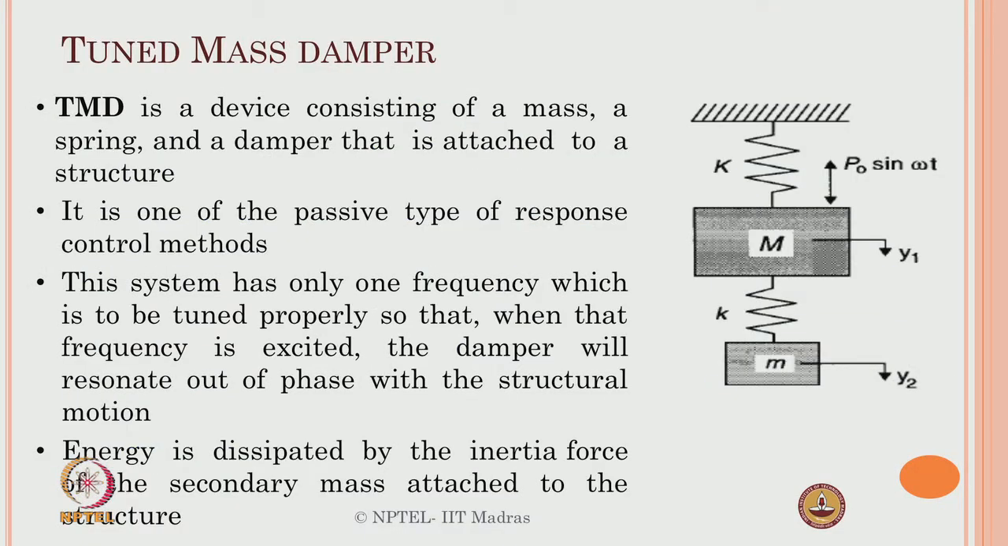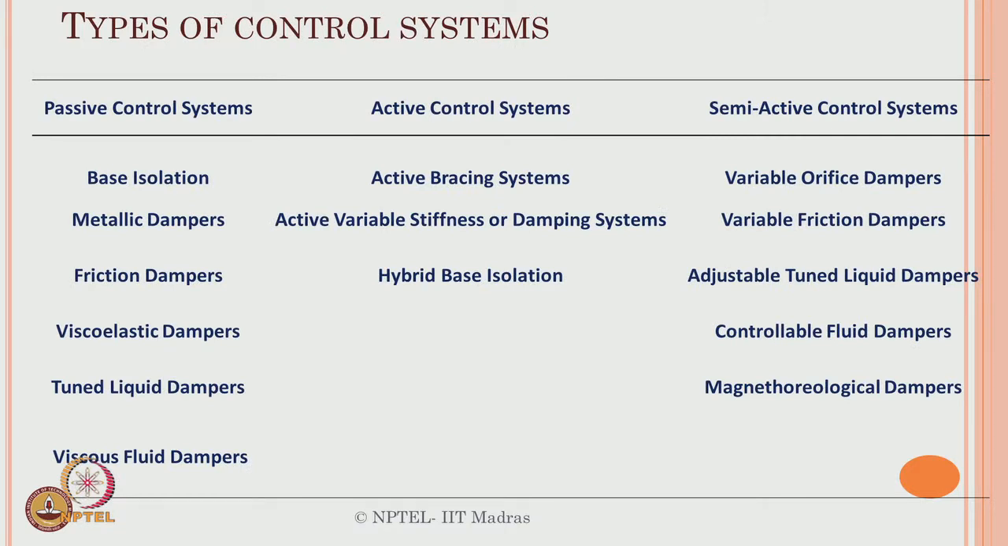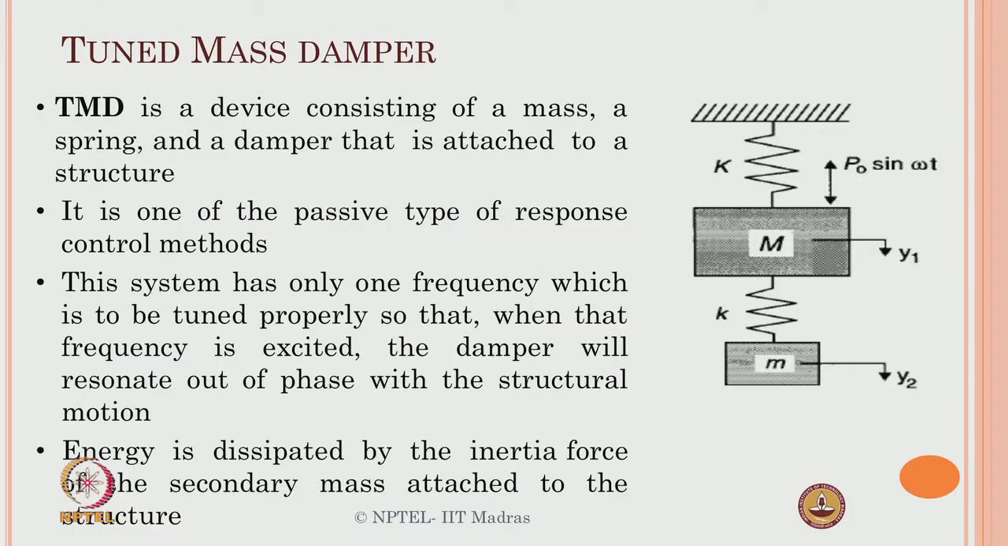So the tuned mass damper, as I picked up from here, is one of them. One can have a liquid damper, one can have a mass damper also. So TMD is one of the passive types of response control. It is very simple. I attach a spring mass system to the primary system. So the primary system mass is capital M, the secondary mass is small m, capital K is for the primary system and small k is for the secondary system.